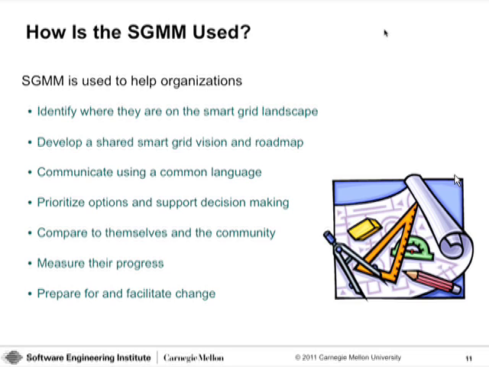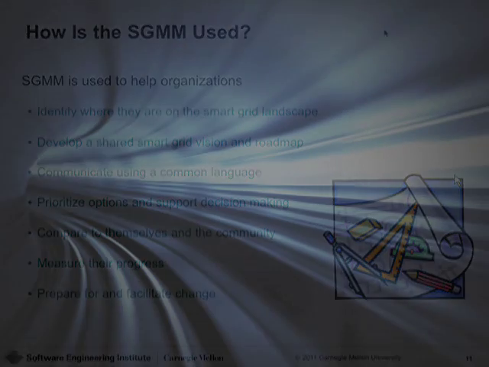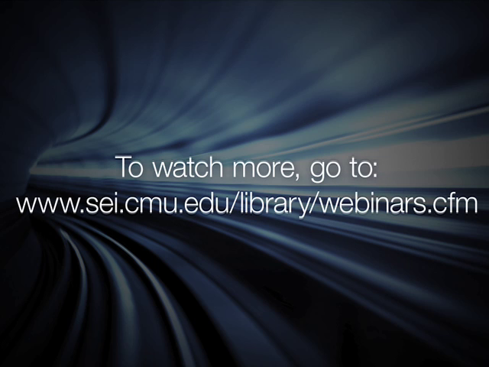It provides, and can be used to communicate, a common language around smart grid transformation issues. It can be used to prioritize options and support decision-making in terms of both developing strategy and tactics for smart grid transformation. It can be useful for helping a utility compare itself to peers to provide insight on how their strategy and position may differ. It can be used to measure progress toward transformation, and it provides a lot of guidance for preparing people in the utility and the utility itself for change and then facilitating that change.